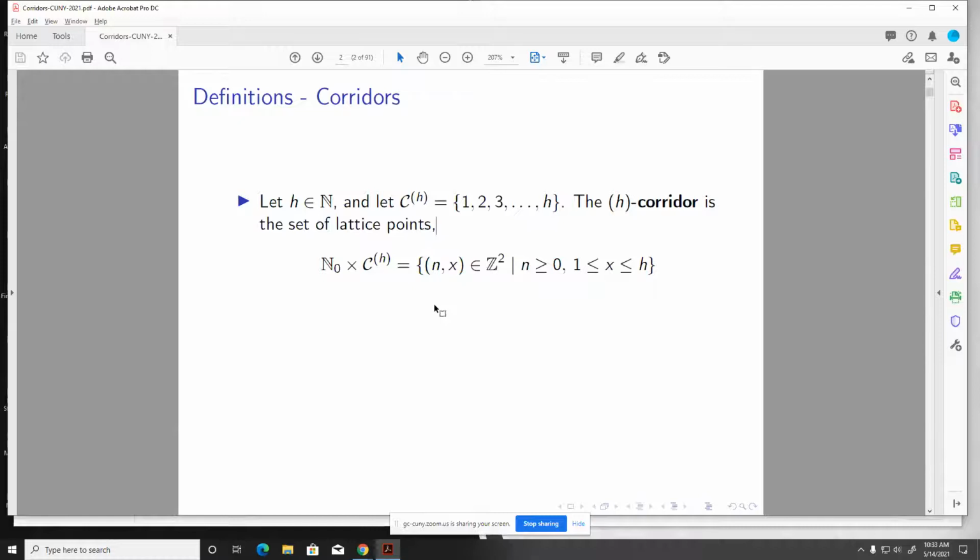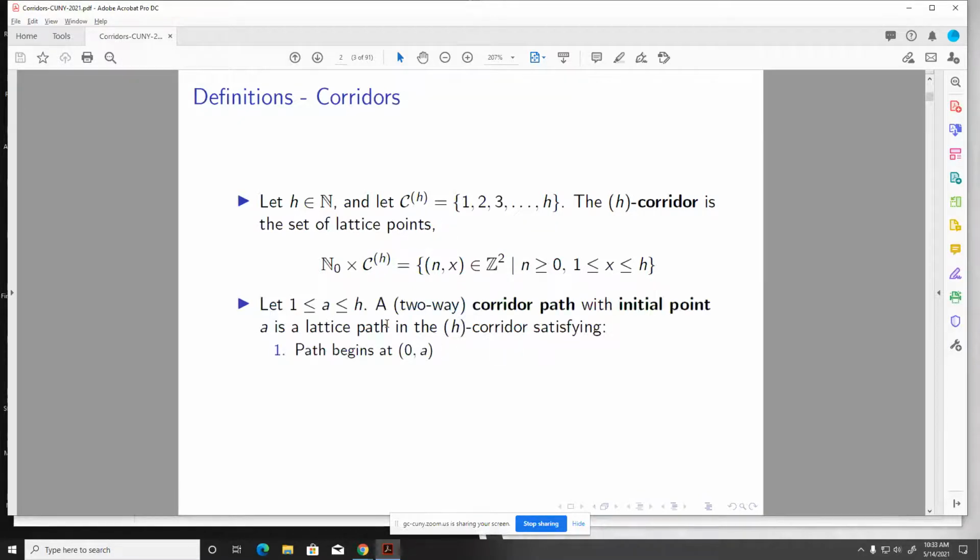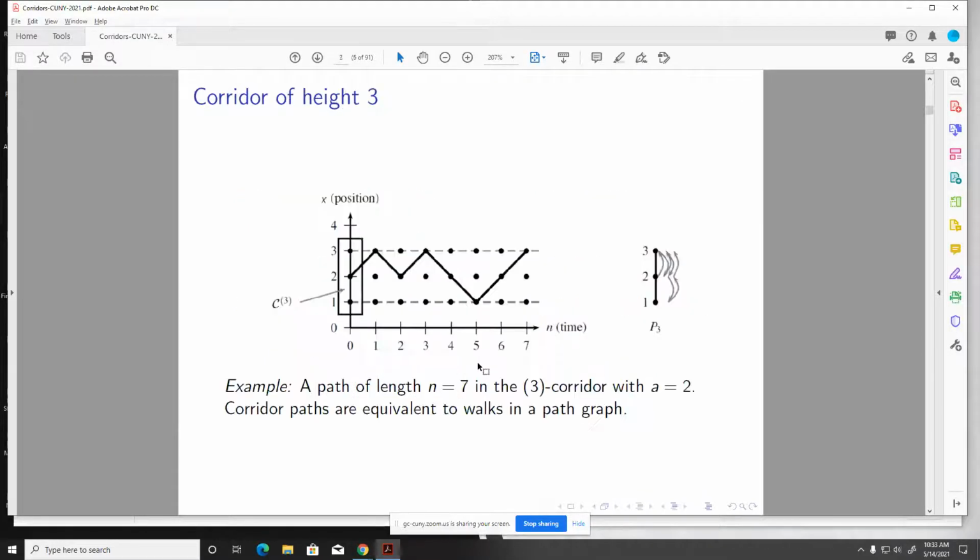Then we do extend that to n0 cross z, but keep in mind that fundamental corridor will come back. We talked about a two-way corridor path. We can begin our corridor paths at any particular point. It doesn't make it any harder in the analysis. The DFT can handle it. So we can generalize to any starting point. Here's just an example in the one-dimensional case.